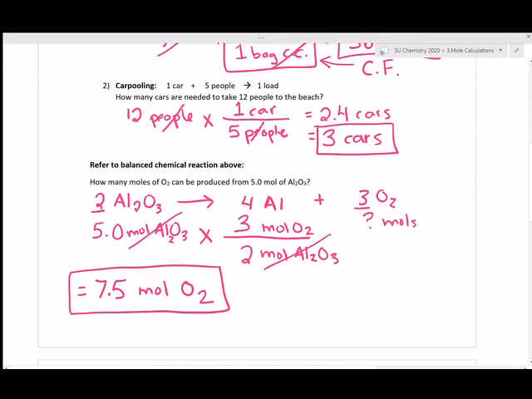Coefficients that you're using for your mole conversion factor are infinite. Okay, those are balanced equations, so they are considered completely 100% accurate. So this is our new conversion factor, and this is called molar ratio. The molar ratio conversion factor.